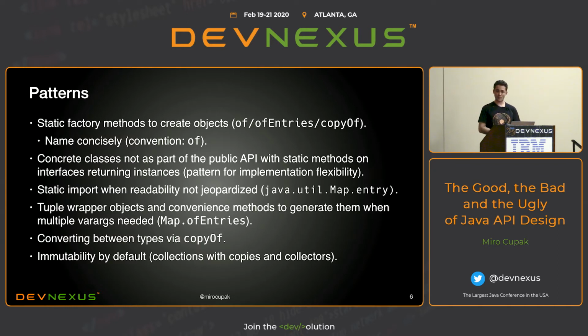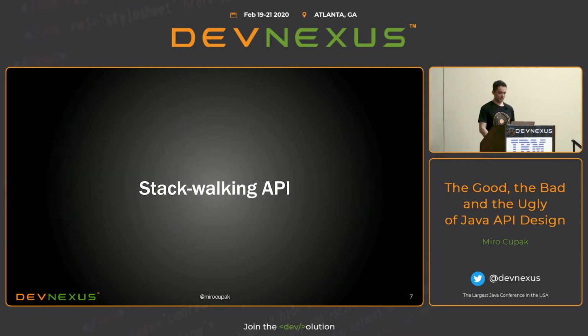Remember that you can use copyOf to not only create copies, but also convert between types, such as a list and a set. That can be useful. And last but not least, and this is an important one, it's a good practice to create immutable objects by default, pretty much universally. And now it's easy to do with collections, including when you're creating copies and collecting in streams. So this brings us to the second part of this talk, which is Stack Walker.